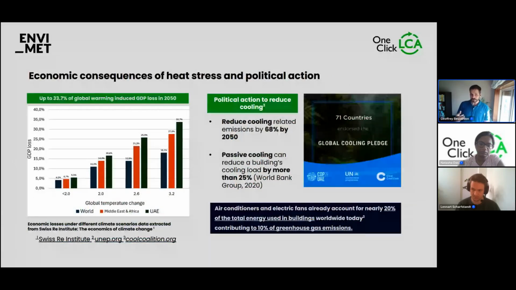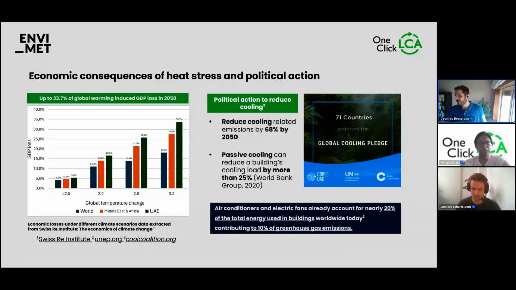Next slide, please. And why is it important to look at it? Well, it has economic consequences. On this graph, I extracted some data from a Swiss Research Institute study: in the UAE, you can have up to 33.7% of GDP loss from global warming in 2050. Of course, you have different scales and different scenarios that could happen depending on the global warming scenarios, but it's something to keep in mind. And it's even more important in the Middle East and Africa, because the global economic losses are even worse than in the rest of the world.